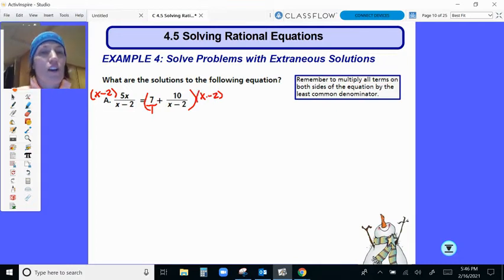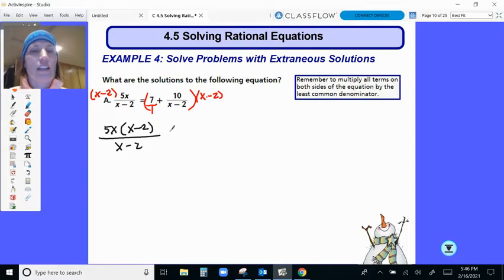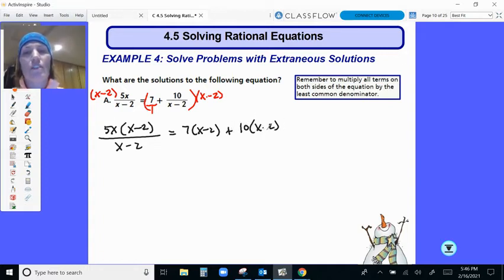Okay? So this will become 5x times (x minus 2) over (x minus 2) equals 7 times (x minus 2), and that's just over 1. We can just leave that there. Plus 10 times (x minus 2) over (x minus 2). Okay, so here again, we can cross out our x minus 2's. Boom, boom, boom, boom. All right.